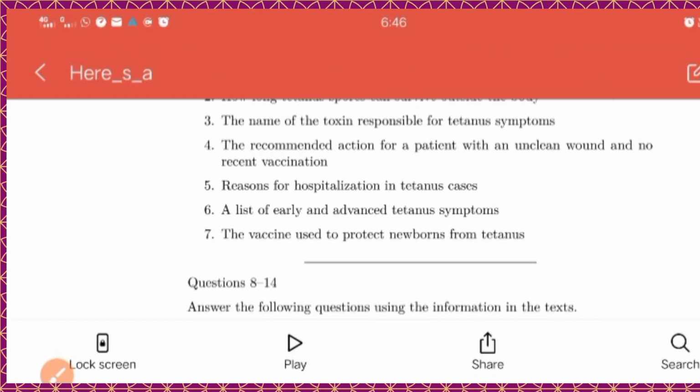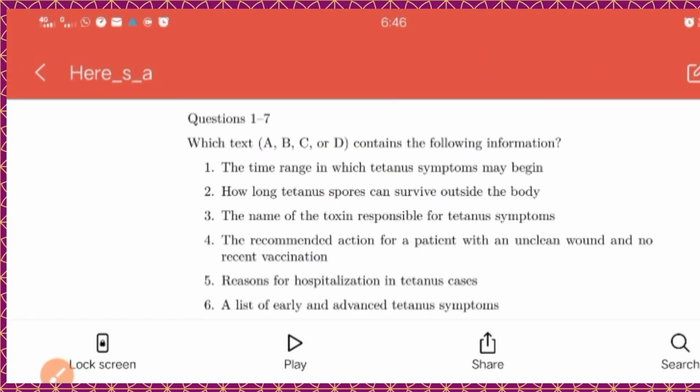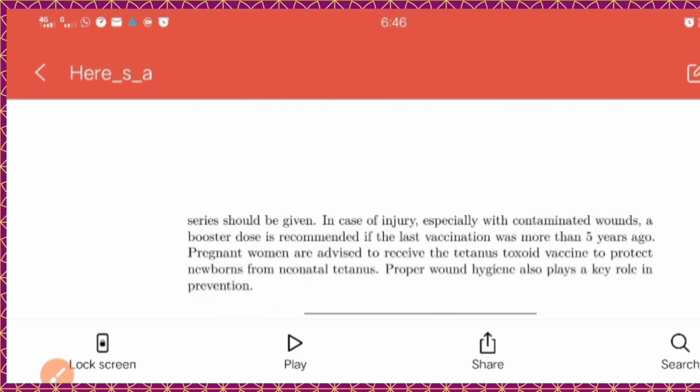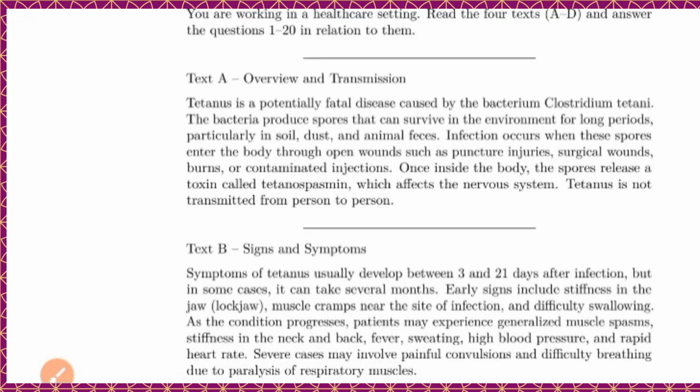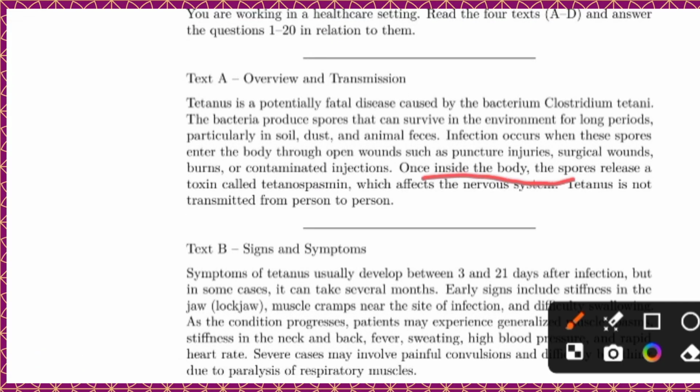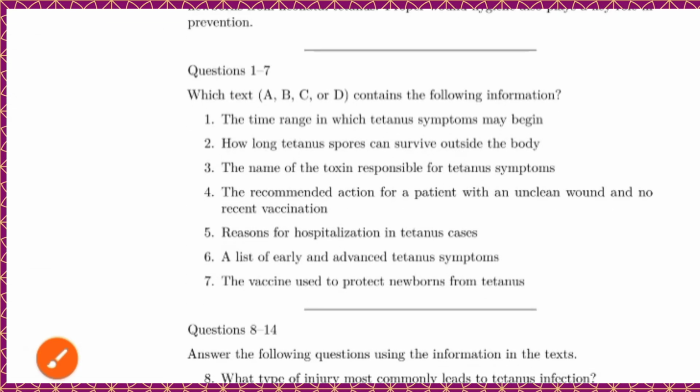Next is question number three: the name of the toxin responsible for tetanus symptoms. So in this we again move toward text A. Mainly we have to find a toxin. Here it's mentioned: once inside the body, the spore releases a toxin. So which toxin is it? Tetanus toxin, which affects the nervous system. So the answer is in text A. Okay, so the third answer is A.